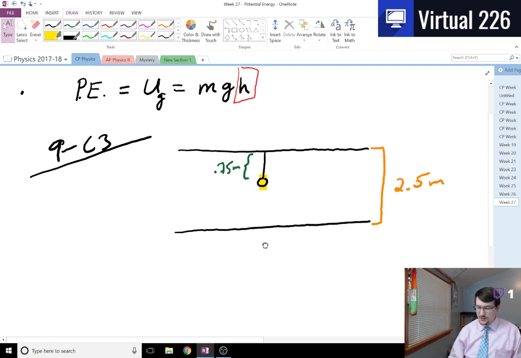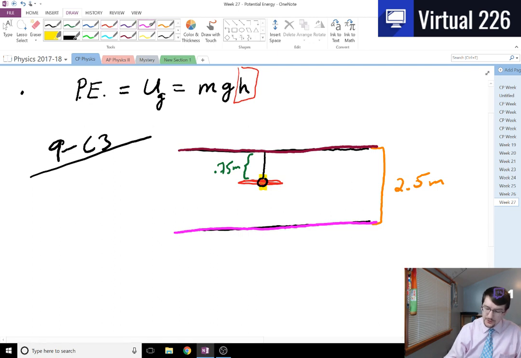What we'd like to do in this problem is figure out what is the gravitational potential energy, what is mgh, relative to a few different locations. We'd like to figure out what mgh is, gravitational potential energy, relative to the floor, relative to the ceiling, and then relative to the bottom of the chain where the lamp itself is.